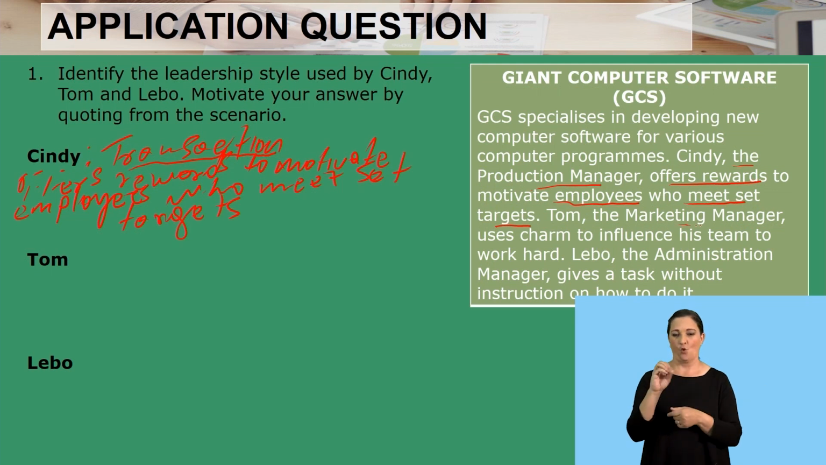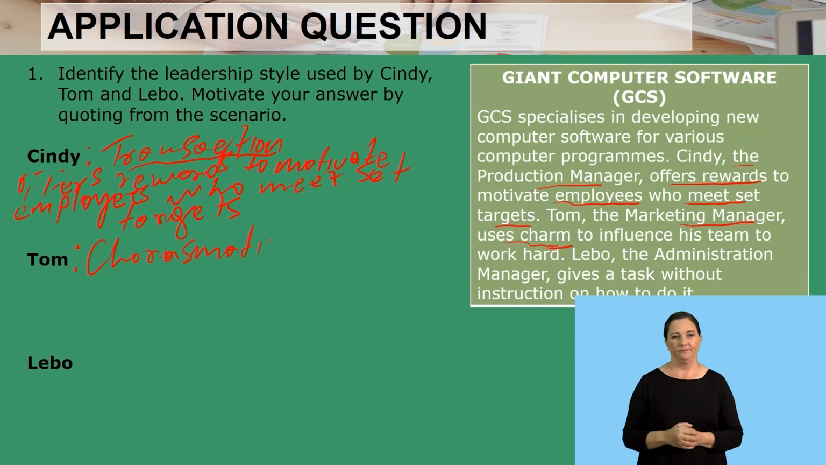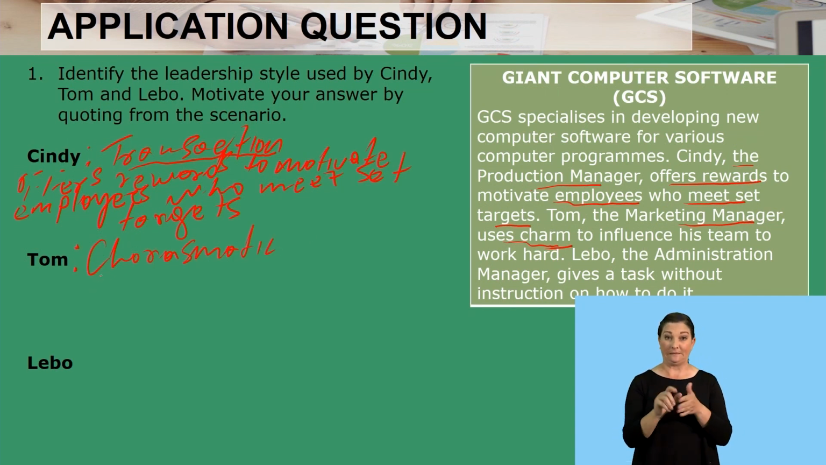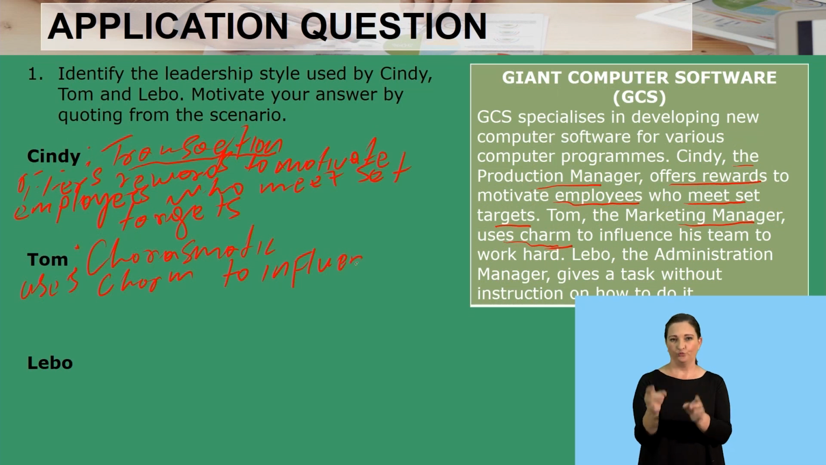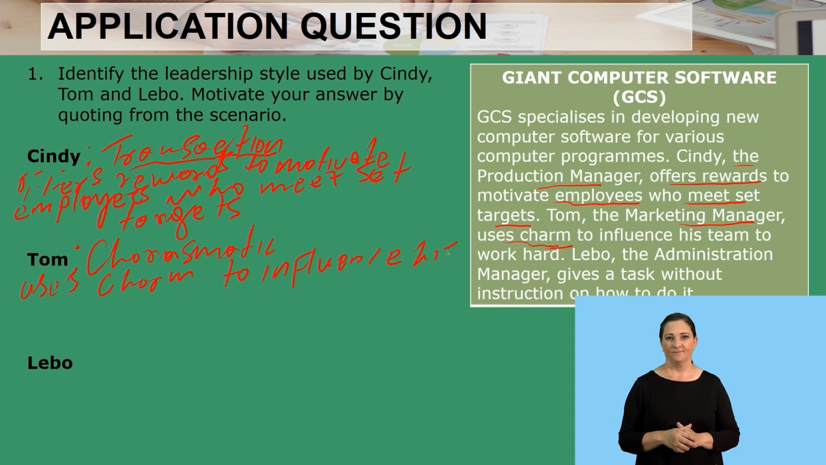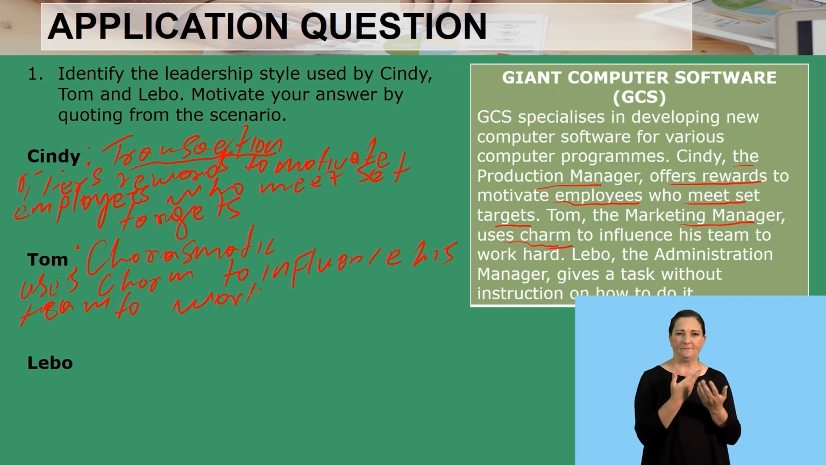Then we have Tom, the marketing manager, who uses charm. So with the term charm, you already know what your answer is. So this is to say Tom is applying charismatic leadership style because Tom uses charm to influence his team to work hard.